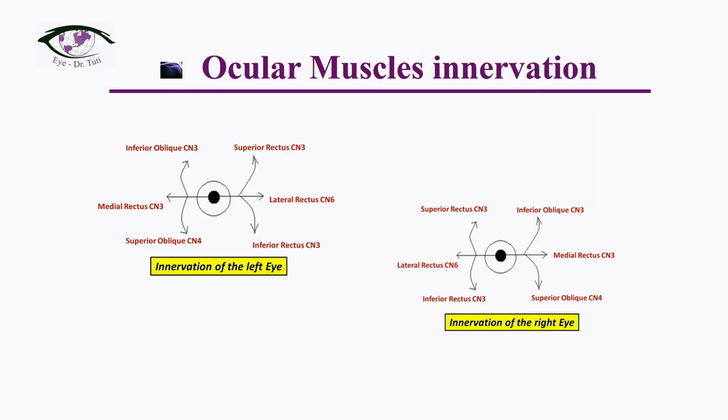Ocular muscle innervation. Here on this slide you can see innervation of the left eye and innervation of the right eye, but in general there are just three types of nerves: cranial nerve 3, oculomotorius nerve, cranial nerve 4, trochlearis nerve, and cranial nerve 6, nervus abducens. The abducens is for the lateral rectus. Cranial nerve 3 is for inferior oblique, superior rectus, medial rectus and inferior rectus, and the trochlear nerve is for superior oblique.